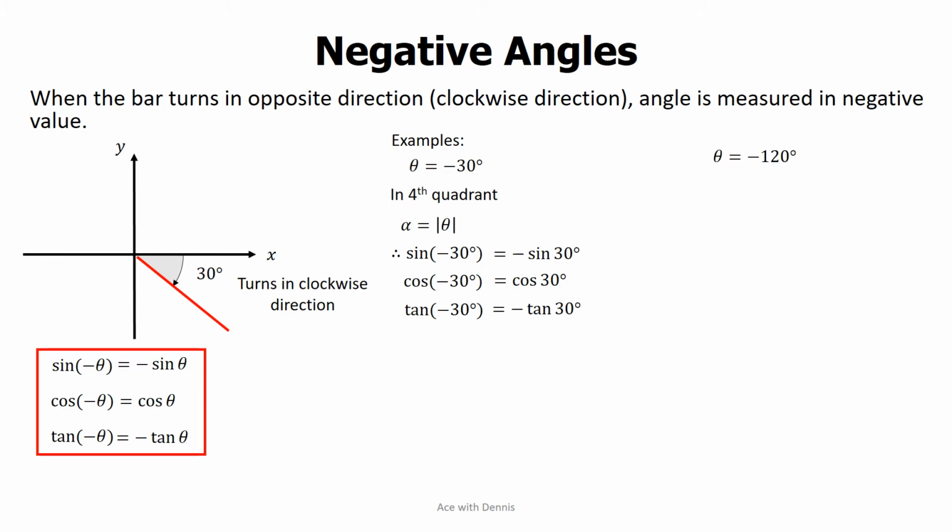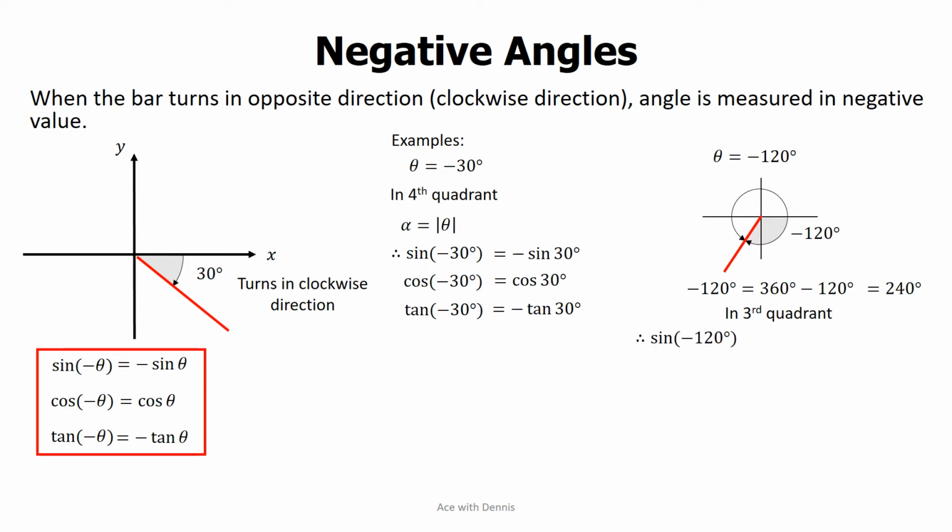Okay, let's look at another angle. Theta equals negative 120 degrees. So we can draw the diagram, which will look something like this. This is the negative 120 degrees, and we can see that this is in the third quadrant. If we turn in the anti-clockwise direction, negative 120 degrees equals 360 degrees minus 120 degrees, and it is 240 degrees. Okay, it is in the third quadrant.